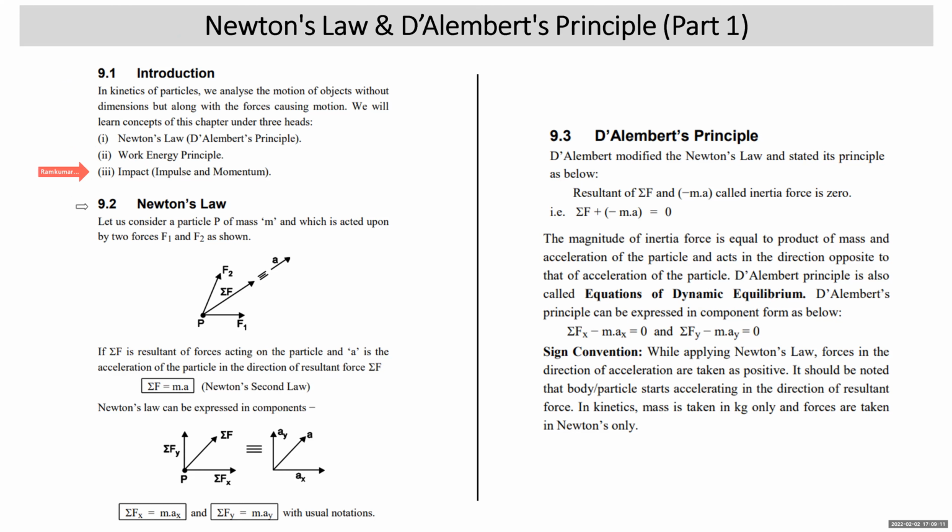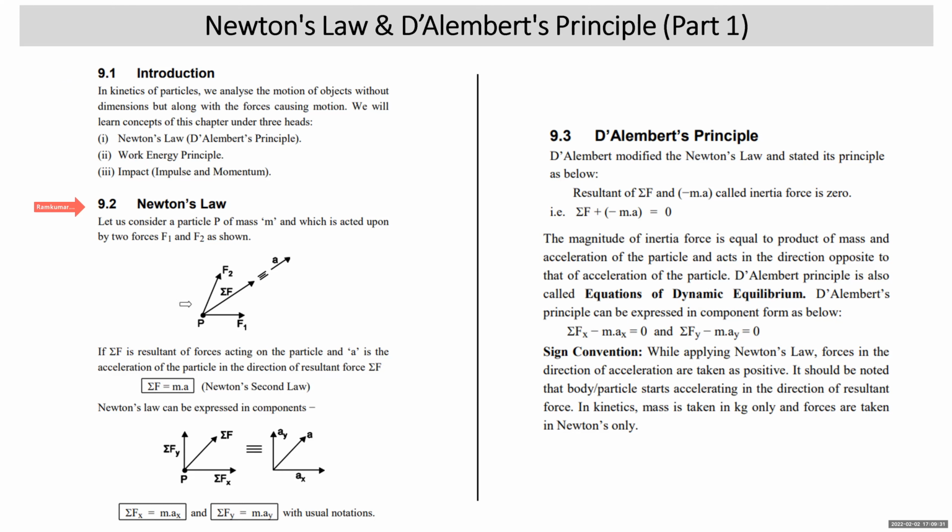So now we are on chapter number 9 in the book, Kinetics of Particle Part 1, where the heading is Newton's law and D'Alembert's principle. So let's understand Newton's law. We have already studied Newton's second law, that is F is equal to ma. This chapter is based on Newton's second law.